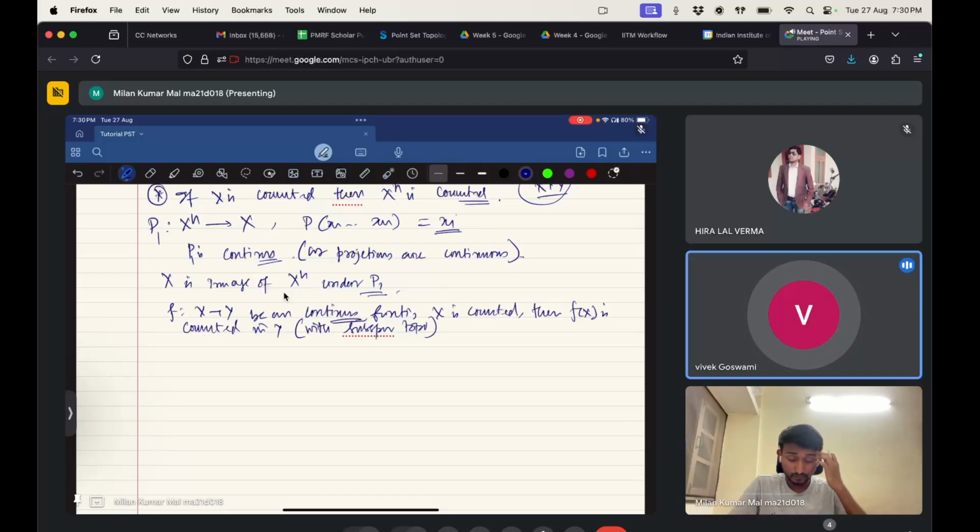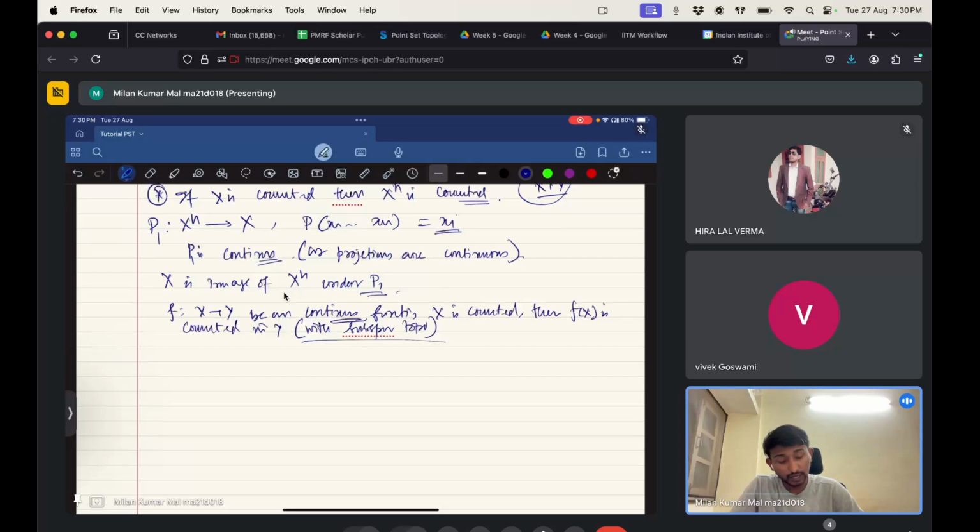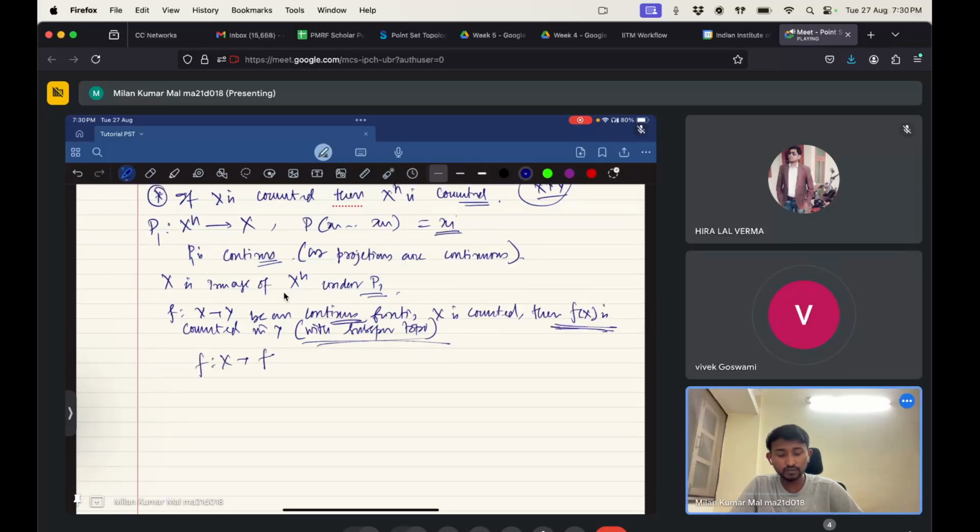Sir, f should be surjective as well. No, that's why I'm taking the subspace topology. f(X) is connected, from X to f(X) with subspace topology. This is surjective, no? Yes, same thing. You are correct, exactly. If I write surjective, then we'll go.